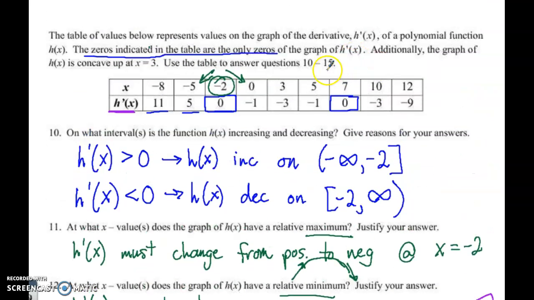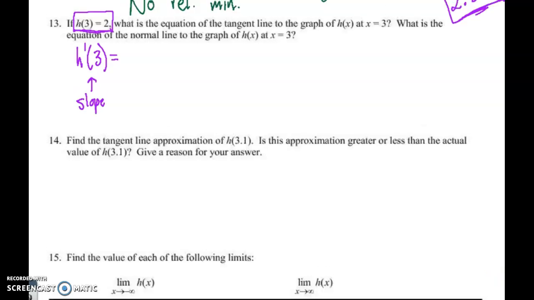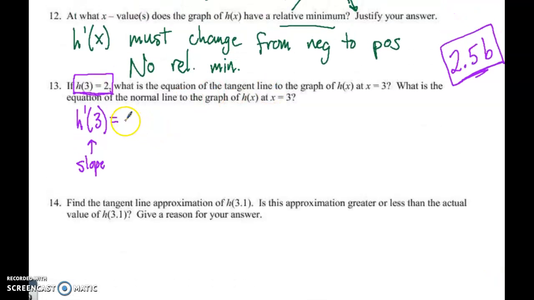So where are we at? H prime of 3 is -3. Whoops, I went way too far down. So the tangent line, TL for tangent line, I like to write as y equals the slope, and then x minus your x coordinate, and then plus your y coordinate.